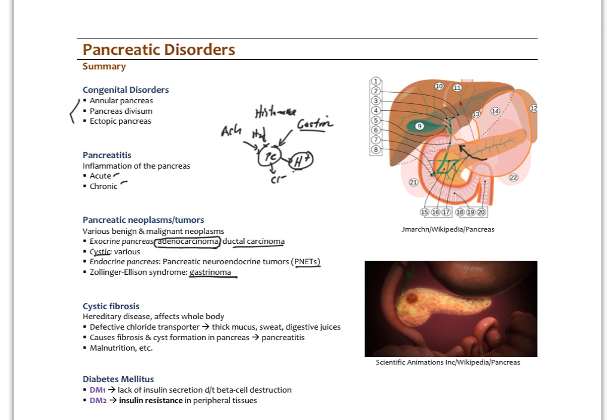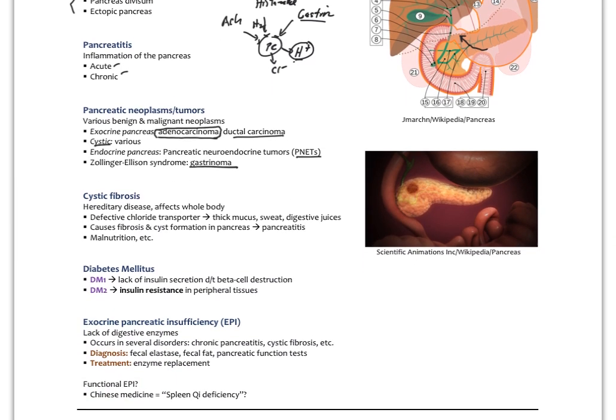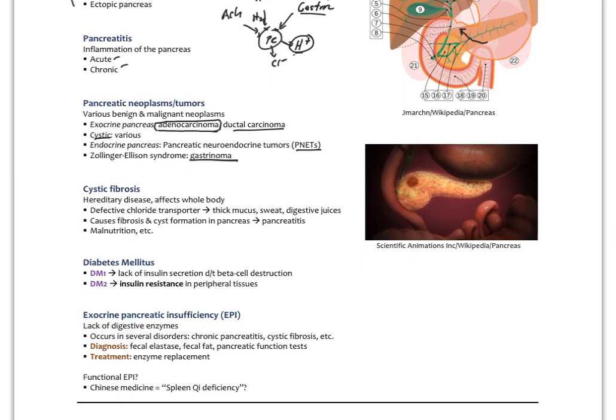Cystic fibrosis we also won't discuss here, but that definitely affects the pancreas. This is a genetic disease. There's a defective chloride transporter, and the result of that is thick mucus, sweat, and digestive juices. So basically the pancreas becomes filled up with this thick mucus. There's enzyme insufficiency, and that also can cause fibrosis and cyst formation of the pancreas, leading to pancreatitis. And because of the enzyme deficiency, there can be malnutrition from that.